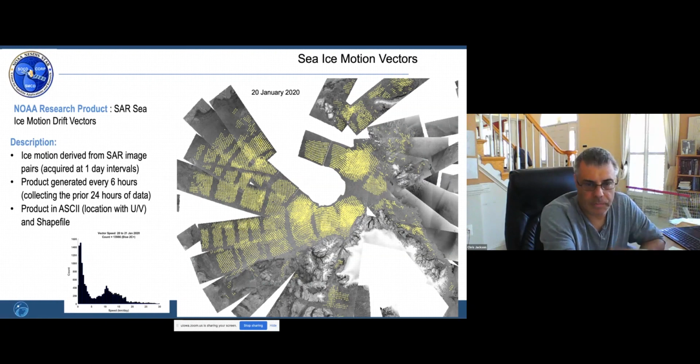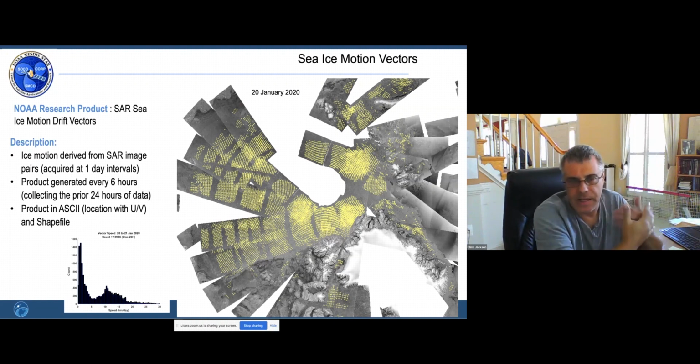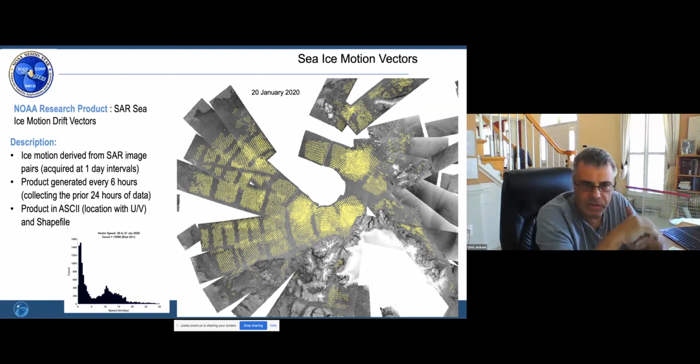There are different ways to do it. There's an OCSAP product that does a 2-day interval, and you can produce these ice drift vectors. What you see here is that each yellow line is one vector that has been derived from data taken on 2 sequential days at that location. Then in the lower left-hand corner, just for information purposes, we put a histogram of the sea ice speed, or the drift speed, that was calculated there.